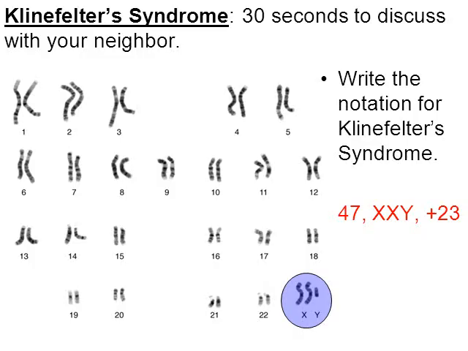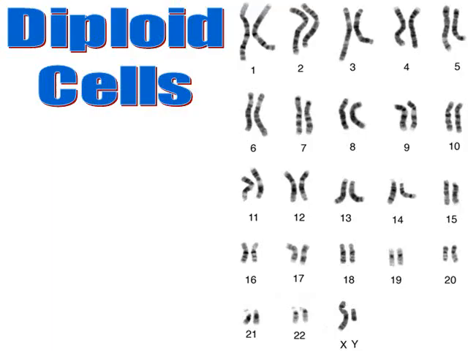47 means that this person has 47 total chromosomes. XXY tells me the sex chromosomes that the person has. The plus means they have an extra, and the 23 means they have an extra chromosome 23. Again, this video is not really going to discuss all the symptoms and the prognosis of living with Klinefelter syndrome or some of those other ones. If you're interested, pause the video and do a quick search of some of the other ones. So let's get back to the notes here.